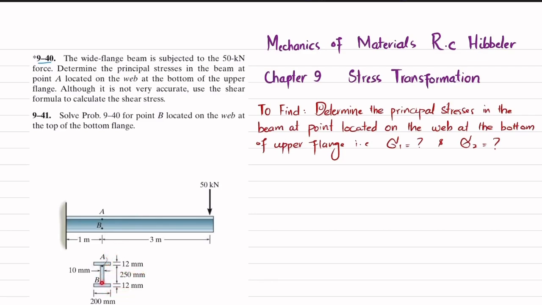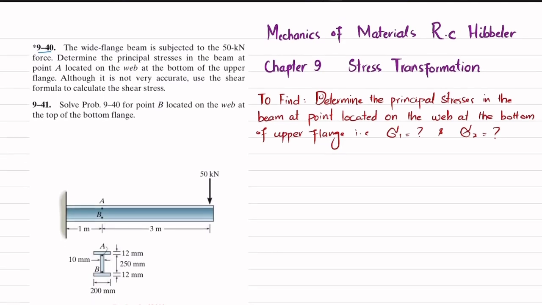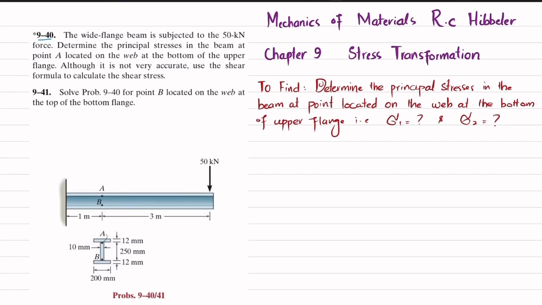So you have to find the principal stresses at point B. Clear? That is sigma 1 and sigma 2. So let's start with the solution. So first step is that we are going to find out the state of stress at point A.